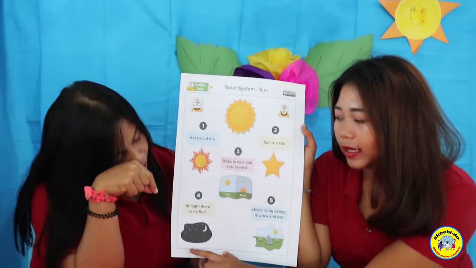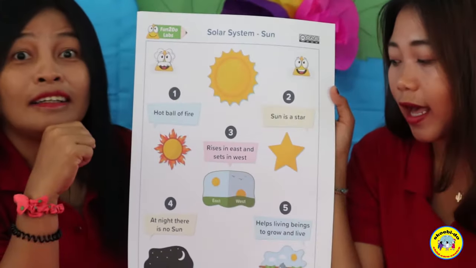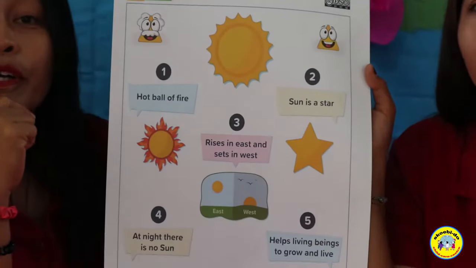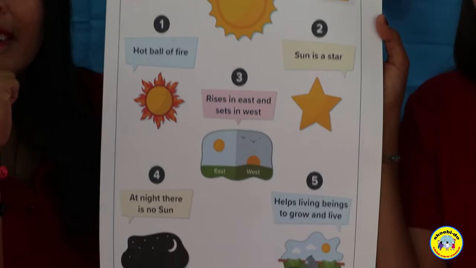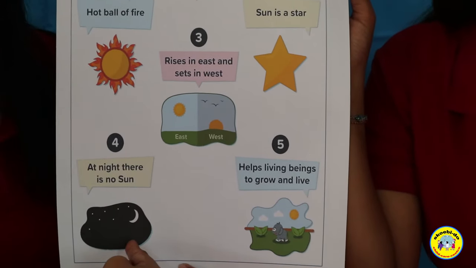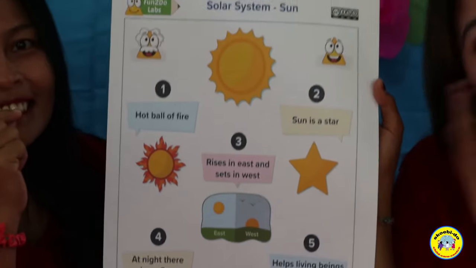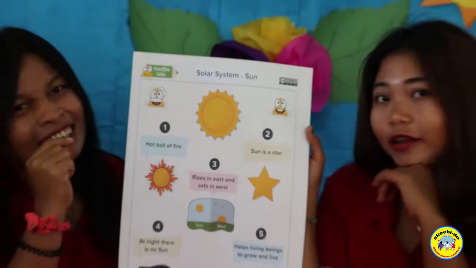And next, do you know that at night there is no sun? There is no sun. So what are we going to see in the night time? We see the moon and stars only. No sun in the night. The sun is sleeping at night.